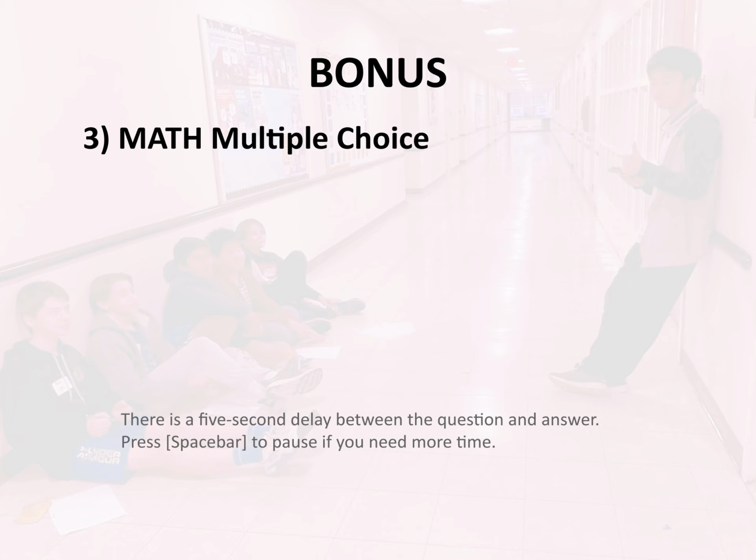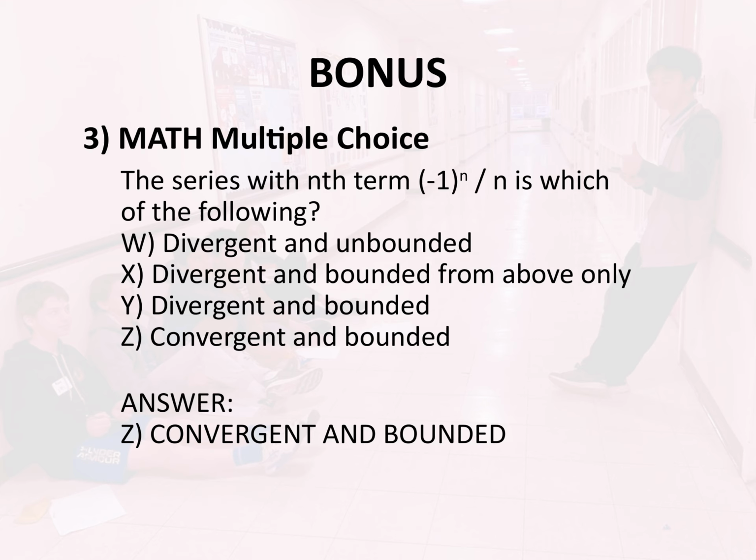Bonus 3. Math. Multiple choice. The series with nth term (-1)^n divided by n is which of the following? W. Divergent and unbounded, X. Divergent and bounded from above only. Y. Divergent and bounded. Z. Convergent and bounded. Answer. Z. Convergent and bounded.